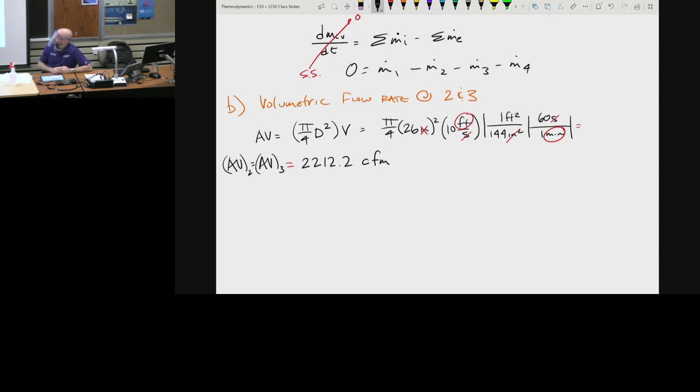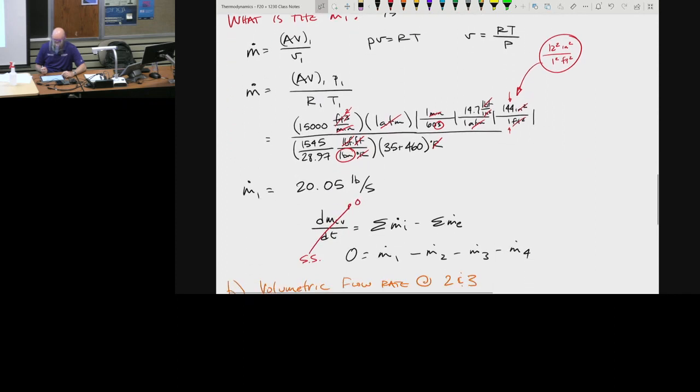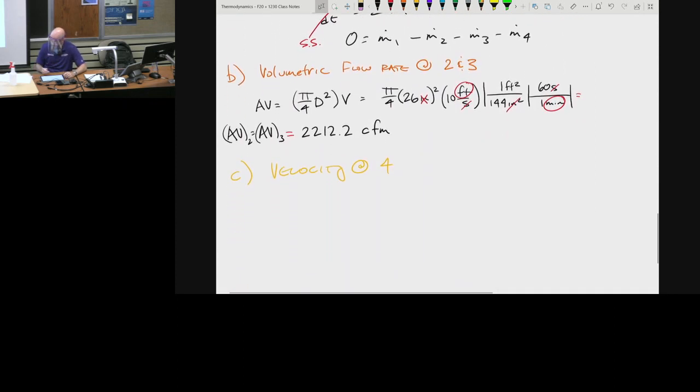The last thing this is asking me is part C, the velocity at 4. I don't know what the velocity is at 4. So for the velocity at 4, I have to figure out how I'm going to get to it. I have to find out how to get any information at 4. If I go back up here and see what I have, I have diameter and I have temperature, but I don't have anything else about 4. Well, I have to remember the fundamental law that's holding this thing together is mass continuity. So I need to find out what the mass flow rate is at 4, and then I can get off of what everything else is there.